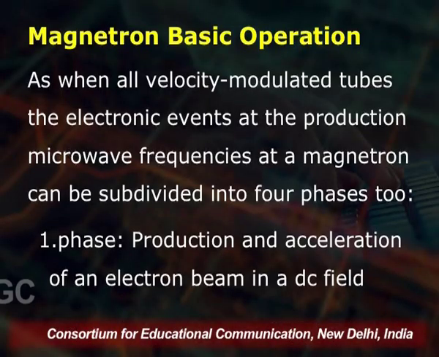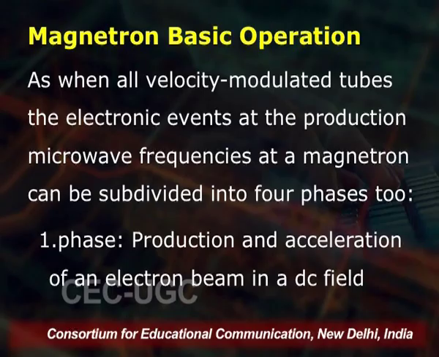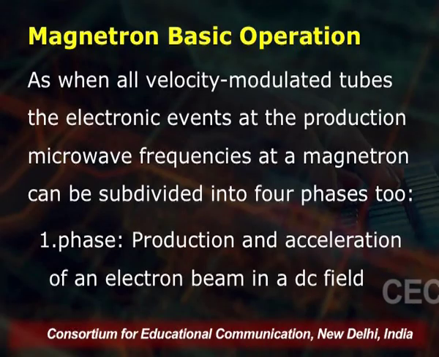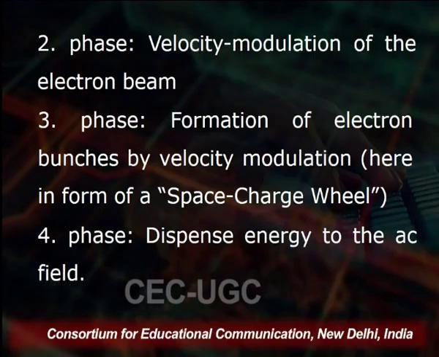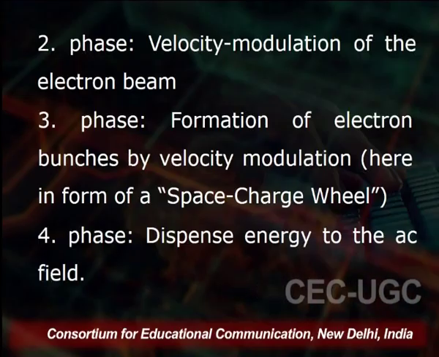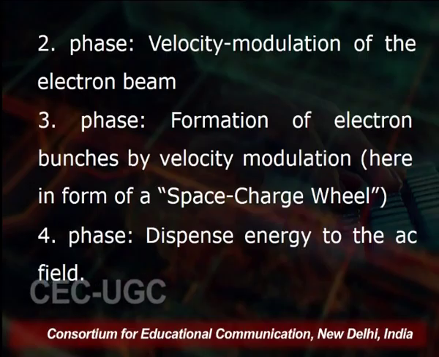So, in this manner, from low to high, it will start working in 4 phases. In the first phase, there is the production and acceleration of the electron beam in a DC field. In the second phase, velocity modulation of the electron beam. In the third phase, there is a formation of space charge wheel, and in the fourth phase, energy is dispensed to the AC field, and that is the objective.